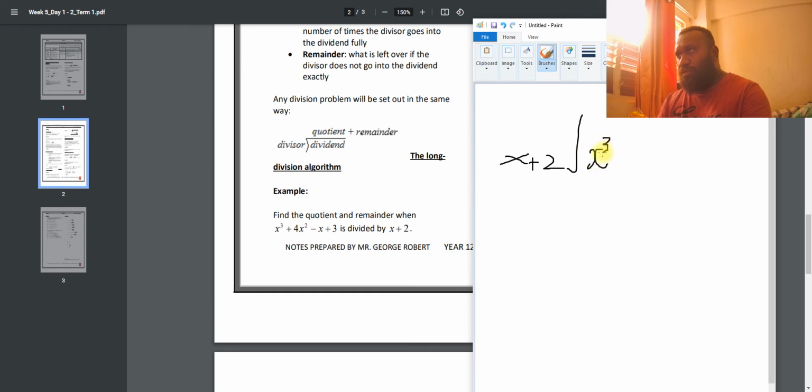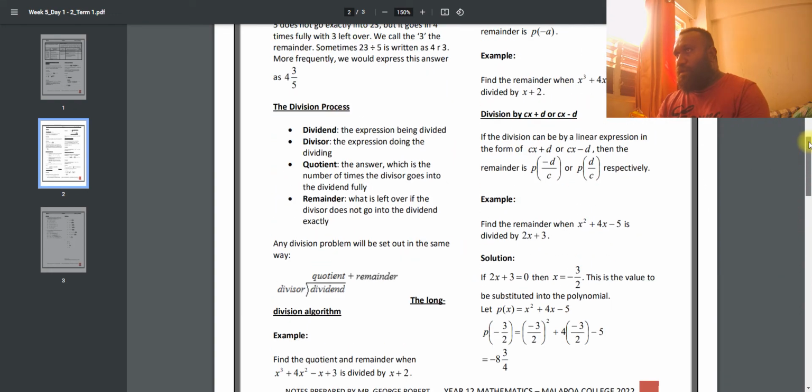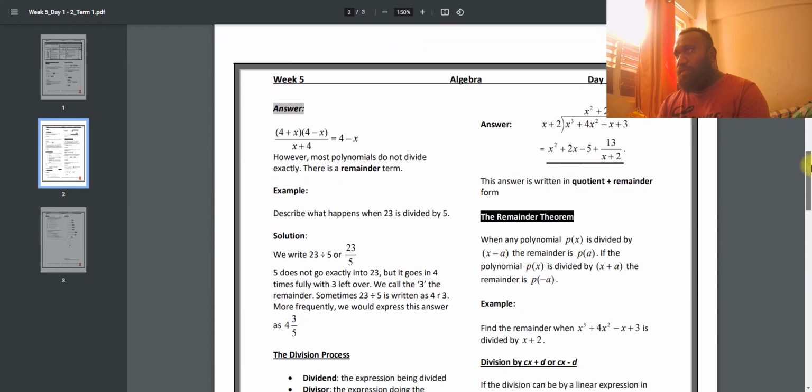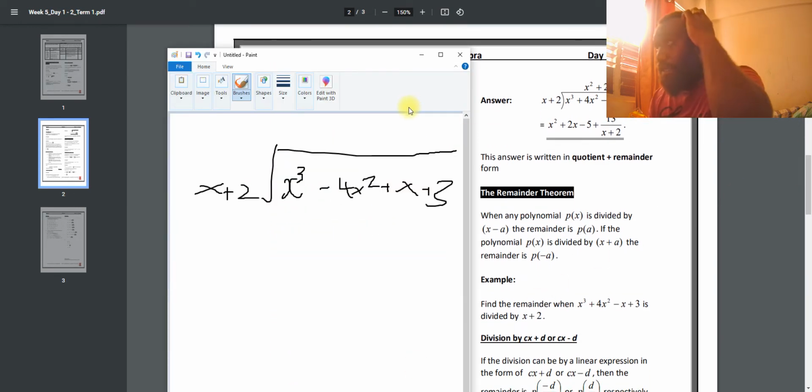x cubed plus 4x squared minus x plus 3. Okay, there you go. Let's look at our example here.